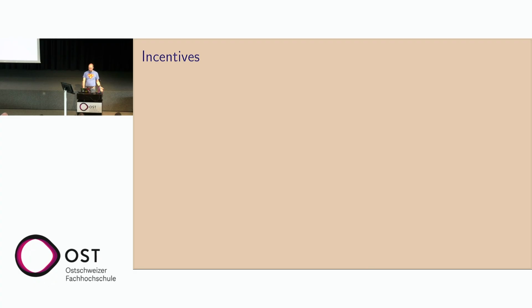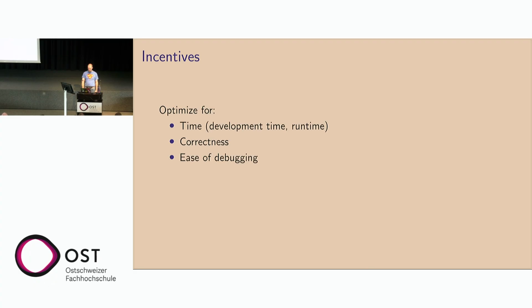So that setup creates a few strange incentives. We definitely want to optimize for time, since there's usually some kind of time pressure: how long it takes you to write the program, and how fast the program runs. Obviously, you want it to be correct, and you want ease of debugging, because typically you would write a program, submit it, and it says wrong. And you're like, well, now I've got to figure out what's wrong.